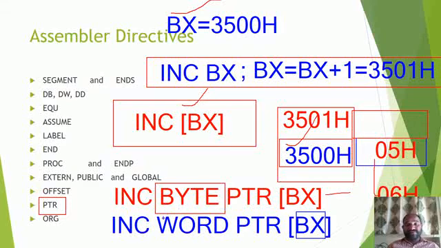That is indicated by the keyword WORD. With the help of BYTE we mention that BX is referring to an 8-bit number. With the help of WORD we mention that the BX content is representing a 16-bit number.